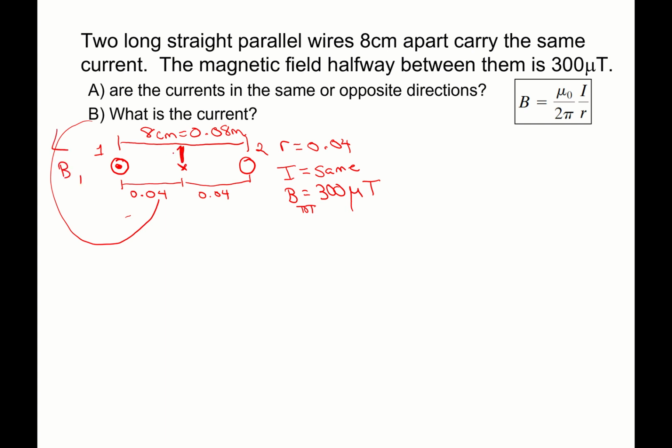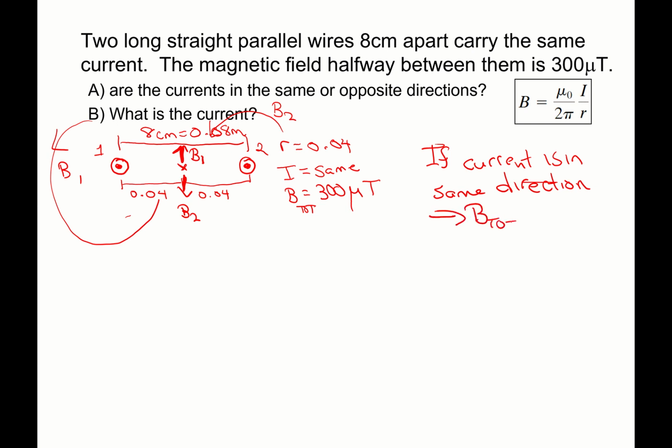So in the center, B1 is going to be going straight up towards the top of the screen. If wire 2 is also coming out of the screen, then B2 is also going to go in the counterclockwise direction. Then B2 at the center will be going down. So B1 and B2 have to be the same because it's the same current and the same distance. They will cancel out. So if the current is in the same direction, then the B's subtract and B total is equal to 0.